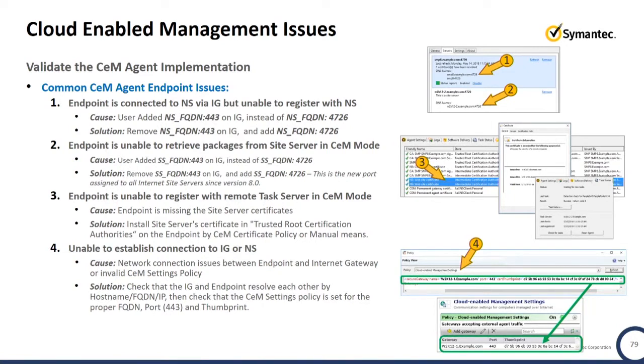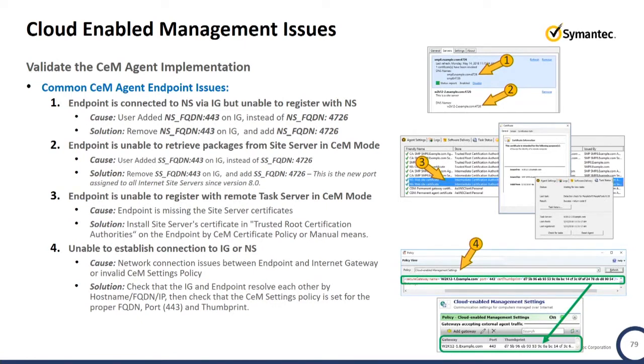So if the endpoint's connected to the notification server via the internet gateway, but it's unable to register with the NS, typically one of the ports is wrong, right? So the cause is literally that the notification server fully qualified domain name is set to 443 on the internet gateway instead of 4726. So long story short, the port is wrong, and it should be pretty obvious. Same thing when the endpoint's enabled to retrieve packages from a site server that's internal or external, it's going to be a port thing. It might be set to 443 versus 4726.